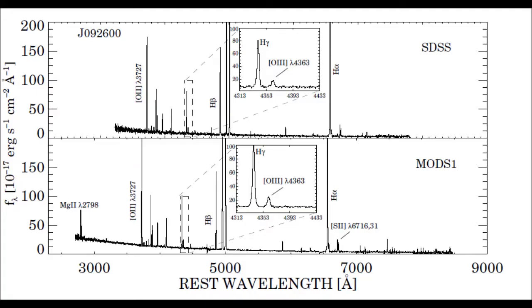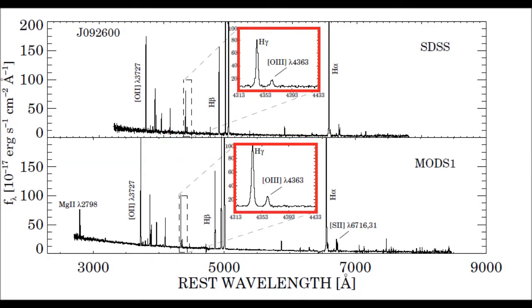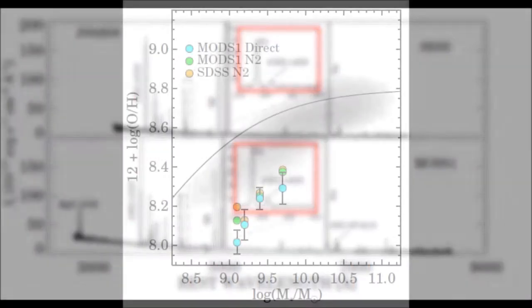This figure shows an example of one of our spectra obtained with MODS compared to an SDSS spectrum of the same object. Note the stronger detection of the auroral oxygen line in the MODS spectrum compared to the SDSS spectrum. In all 4 objects, we are able to measure the auroral line of doubly ionized oxygen. We use this to measure the electron temperatures and then derive ionic abundances, including oxygen abundance, for each target.